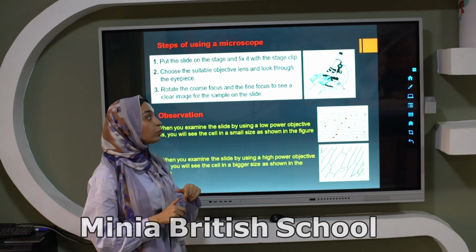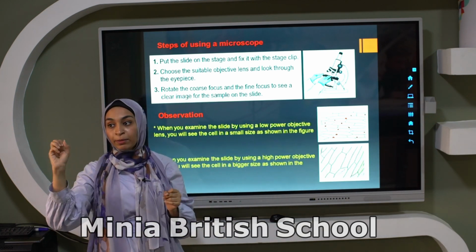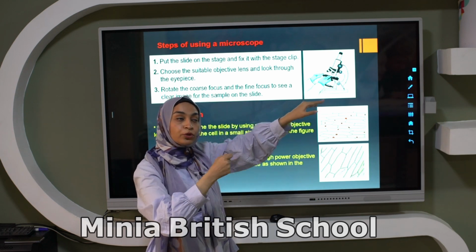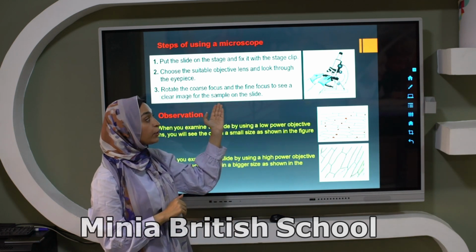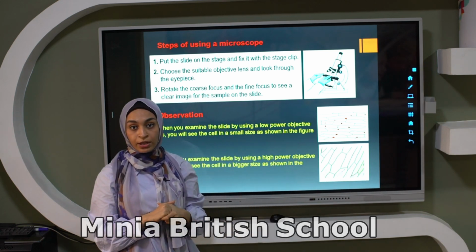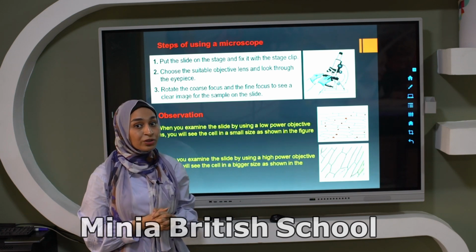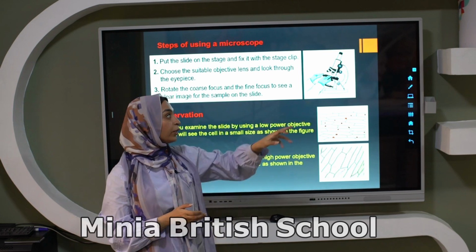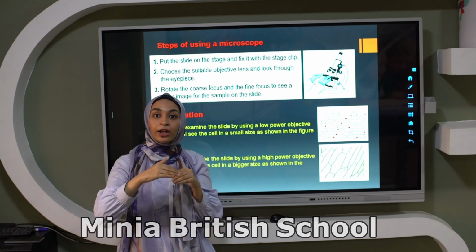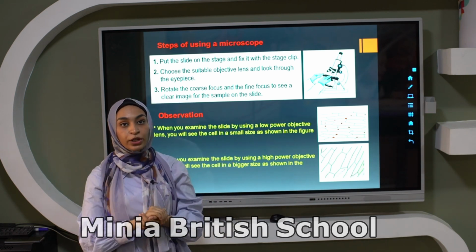Then I can use the lower objective lens. Don't forget, I will use the lower first, then I can maximize it by the higher one. So I will point the lower objective lens to the slide and make the image clear by using the coarse focus and also the fine focus. The coarse and the fine focus make the cell very clear. Maybe it will not be very clear at first, so I can use the coarse focus and fine focus to see the slide, and finally I can switch between the lower and the higher objective lens.